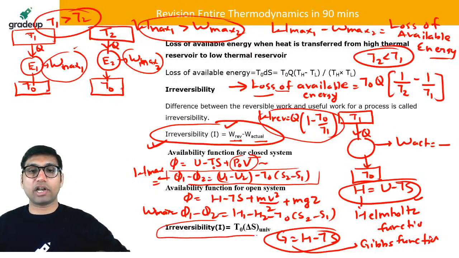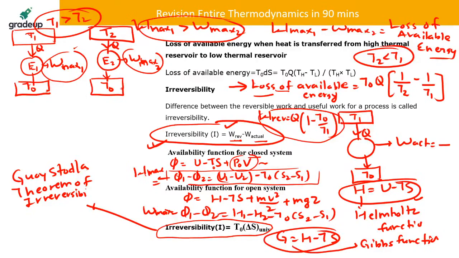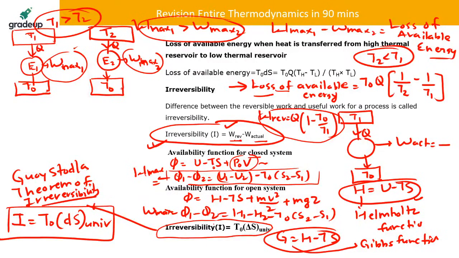Irreversibility is equal to T naught into entropy change of universe. This formula is called the Gouy-Stodola theorem of irreversibility. The Gouy-Stodola theorem of irreversibility says that the total irreversibility is equal to T naught into entropy change of universe. Total entropy change is directly proportional to entropy change of the universe. Clear, everyone?